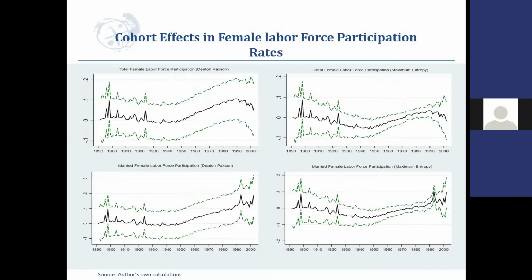Cohort profile shows that female labor force participation starts increasing for the cohorts born after the 1950s, plateaued around 1990, and starts to decline more recently. And the lower panel shows that married female labor force participation is increasing for the cohorts born after 1950. It shows an increasing trend over the years.